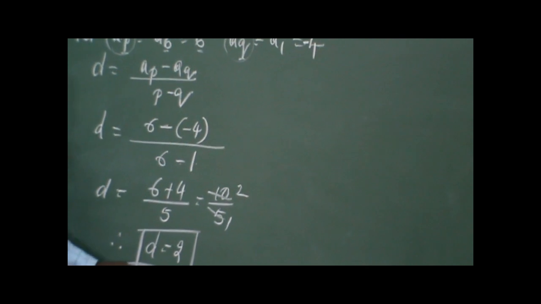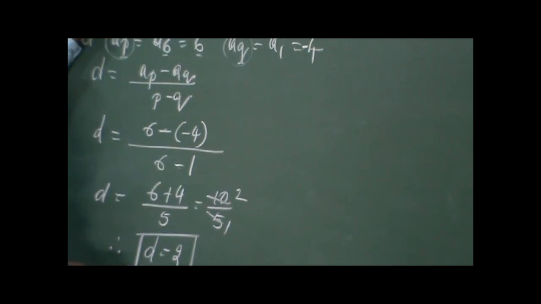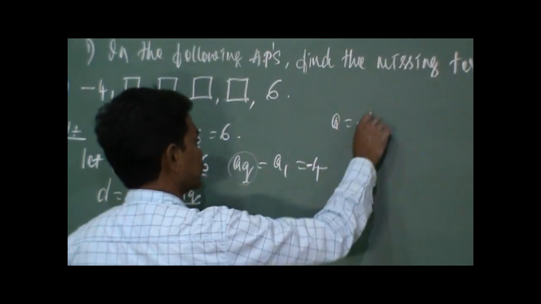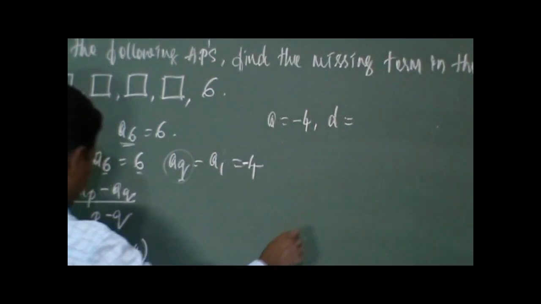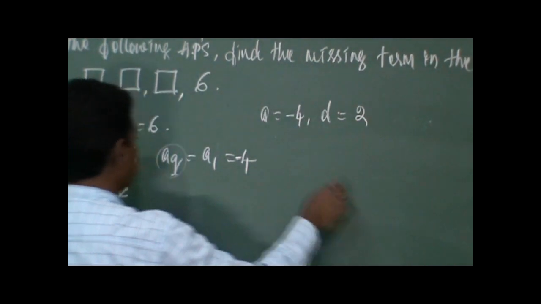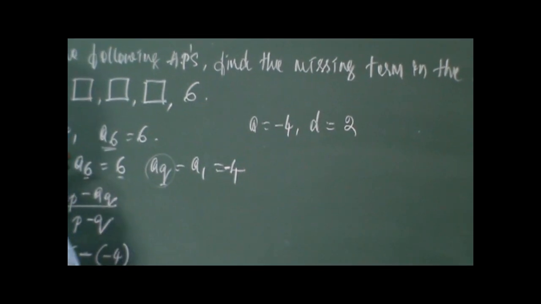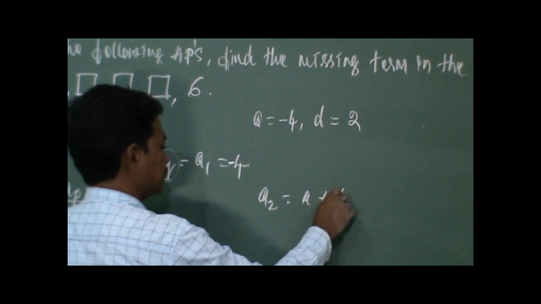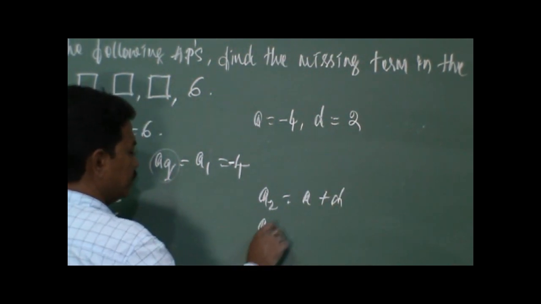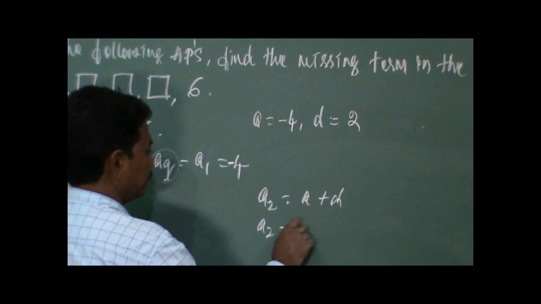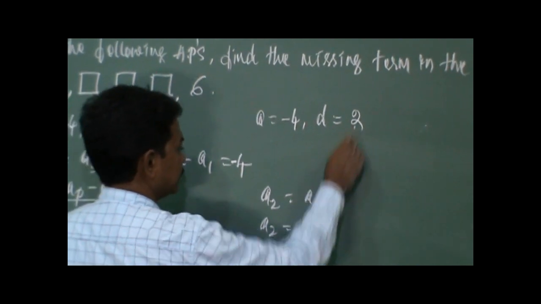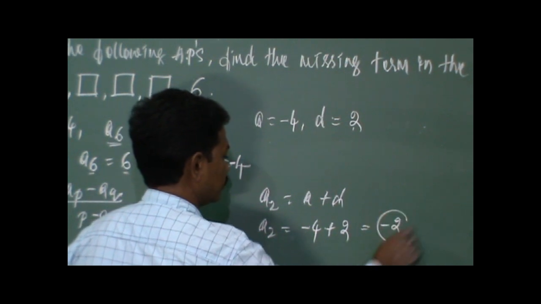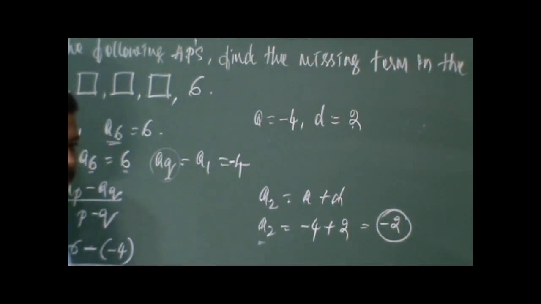So we have got the value of D. A is already ready, right? So A is equal to minus 4. D is equal to 2. Values are ready. You can easily find out the second term. So second term A2 is equal to A plus D. So A2 is equal to A is minus 4 plus D is 2. Minus 4 plus 2 is minus 2. So A2 is minus 2.